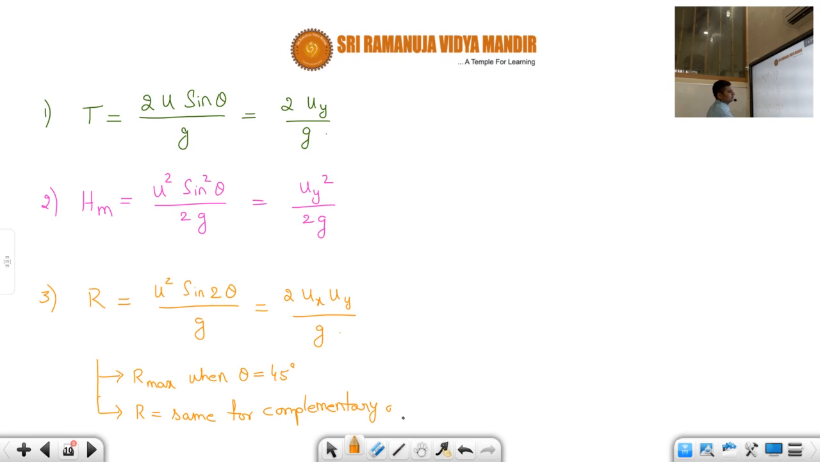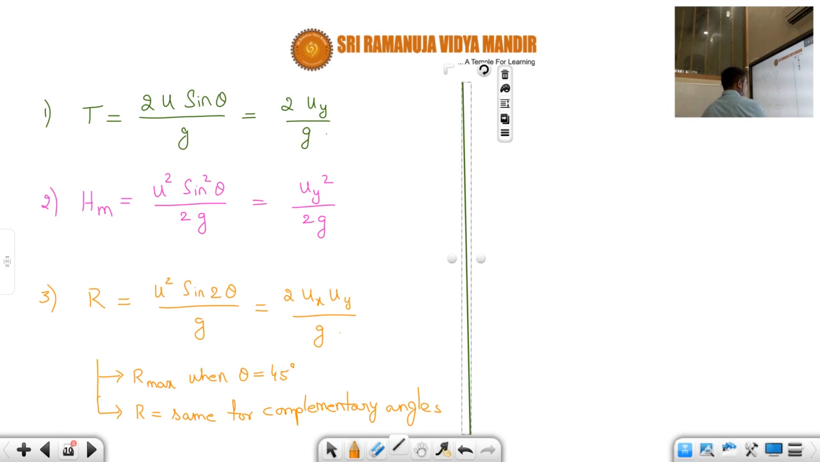Okay, students. So this is what we have learnt in the last class. I hope you have learned these formulas by heart. So now I'll ask you one question, students. Just think about it and tell.